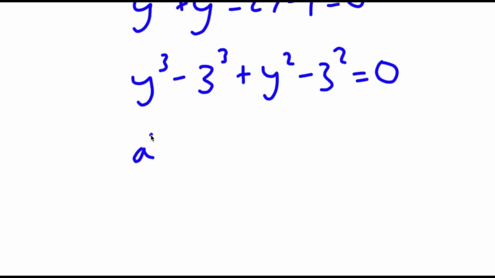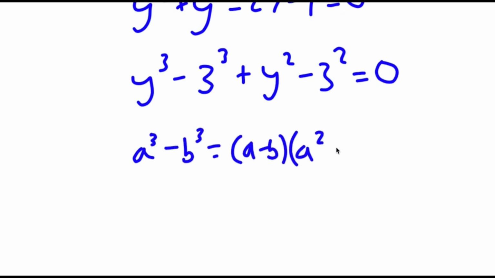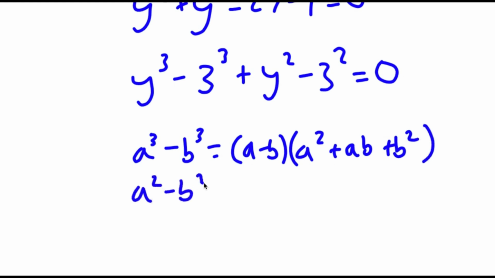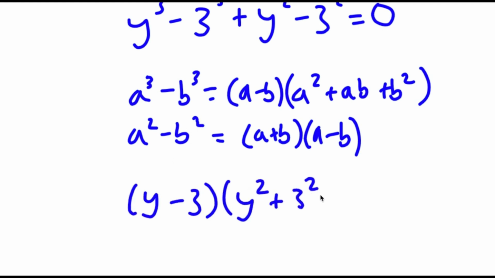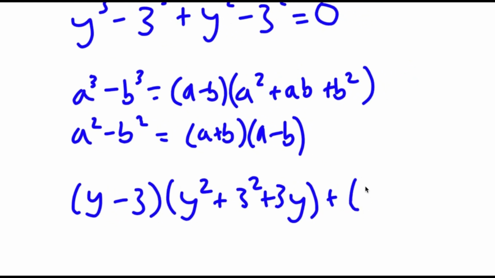So if I have something in the form a to the power of 3 minus b to the power of 3, this is equal to a minus b times a squared plus ab plus b squared. And if I have something in the form a squared minus b squared, this is equal to a plus b times a minus b. So in this case, I can rewrite y to the power of 3 minus 3 to the power of 3 as y minus 3 times y squared plus 3 squared plus 3y, plus I can rewrite y squared minus 3 squared as y plus 3 times y minus 3.